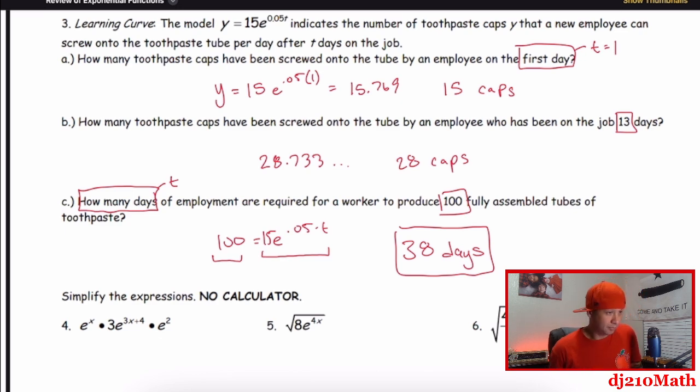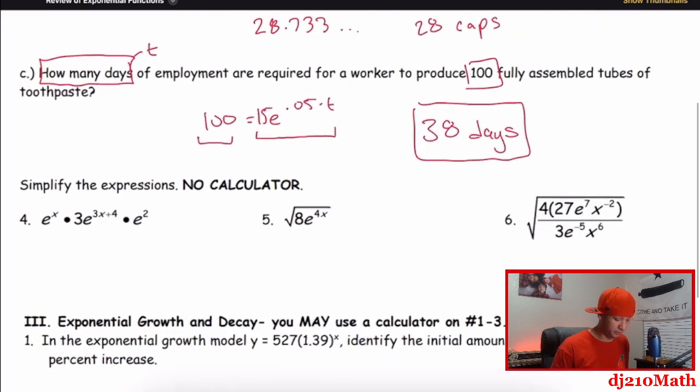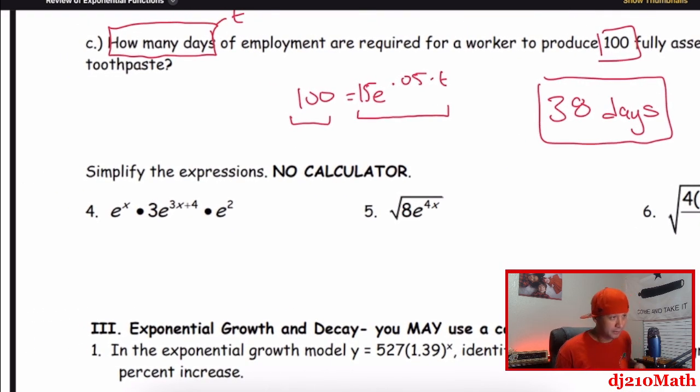All right, so here's the first little no-calculator section. All right, so we want to simplify. So just combining like terms.